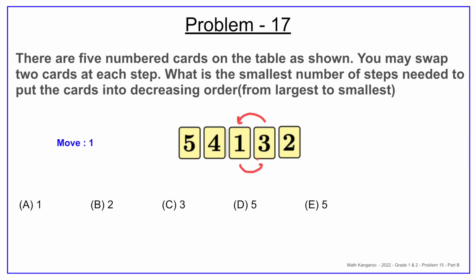So our second move is this. That is our second move. Now the next largest number is 2. So we replace 2 and 1 and it will look like this, and our move is 3. So we have 3 moves. So our answer is option C, 3.